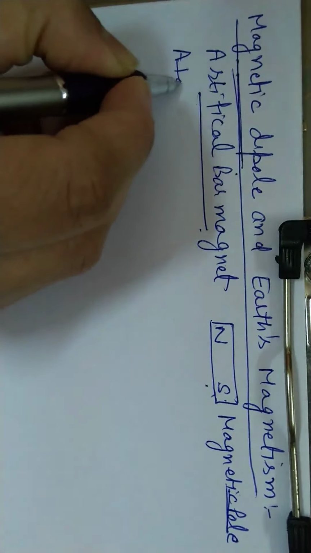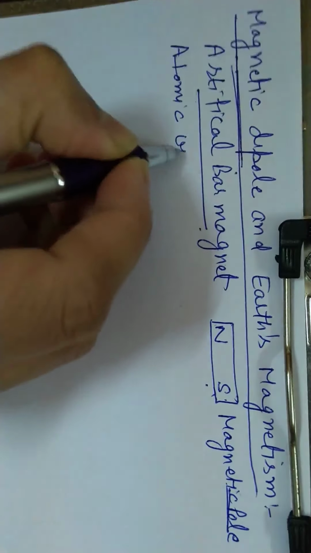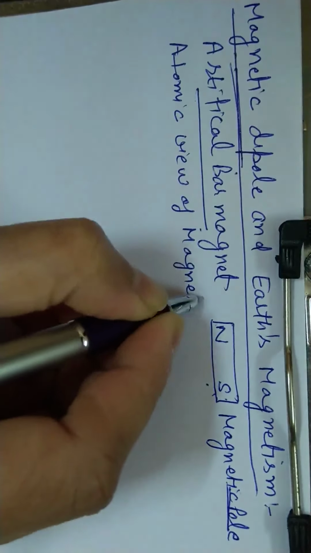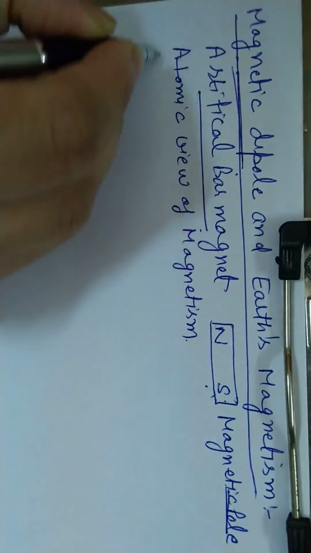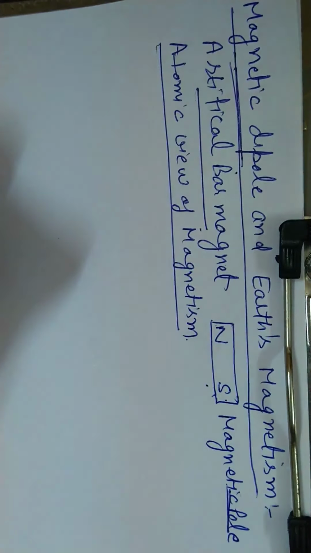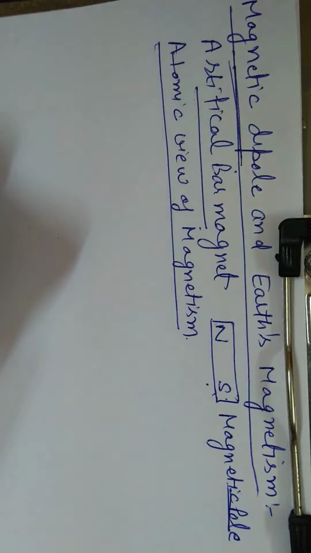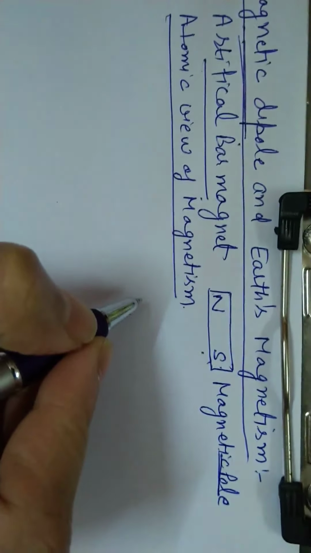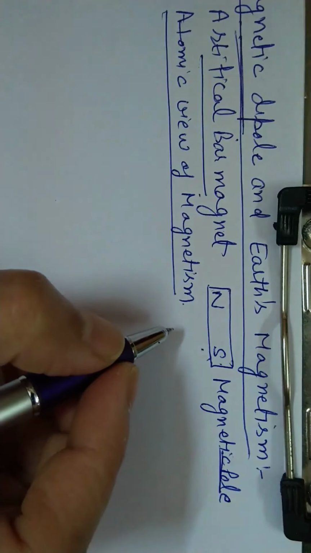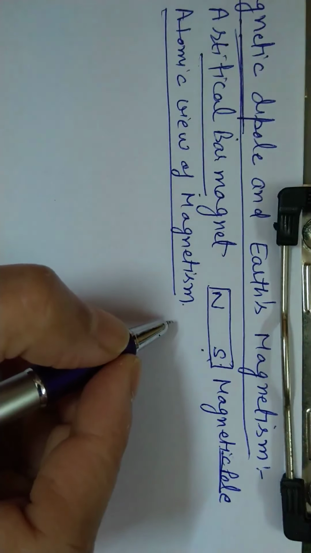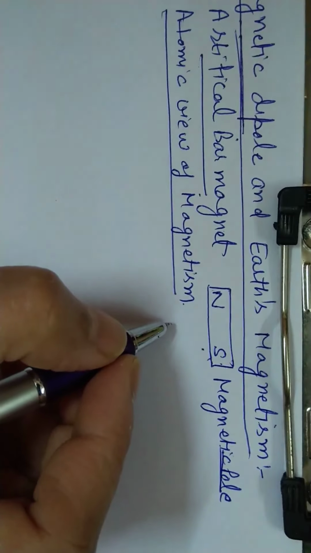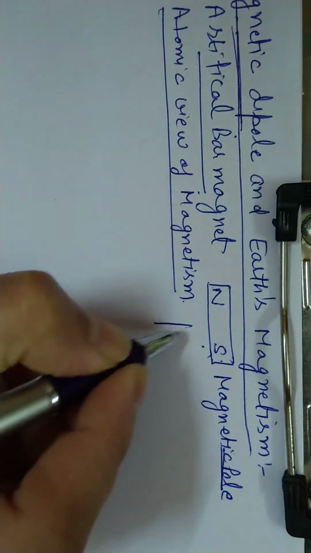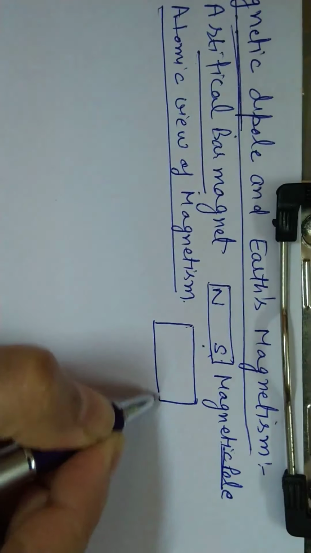And the atomic view of magnetism. Atomic view of magnetism means the material which is magnetized or unmagnetized, and there is a difference in the rearrangement of magnetic molecules, that is also considered as the molecular magnets in the shape of arrows.